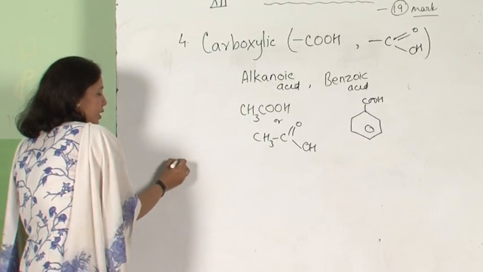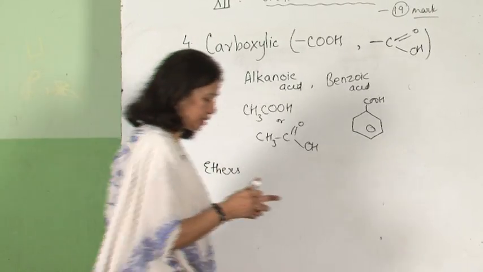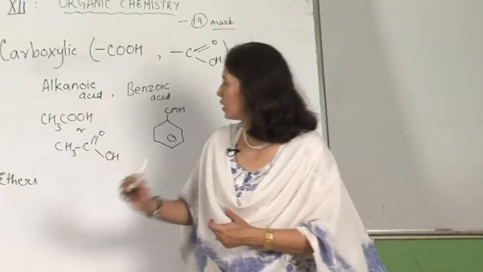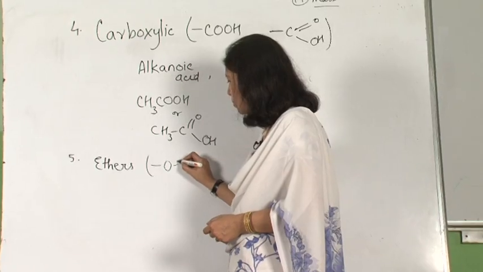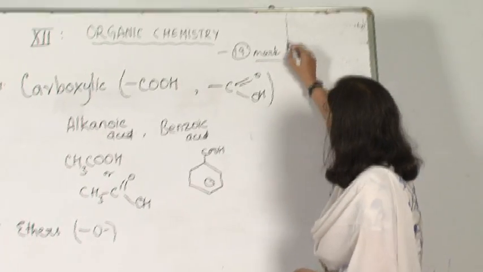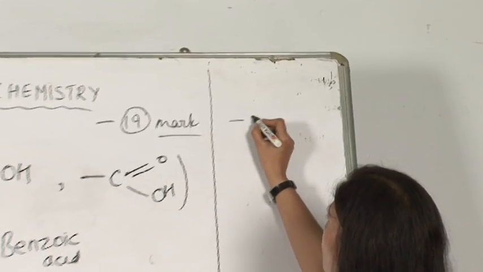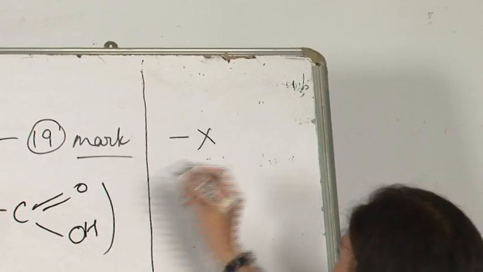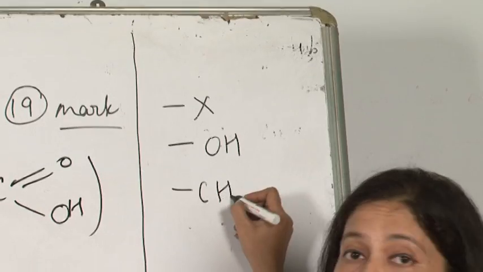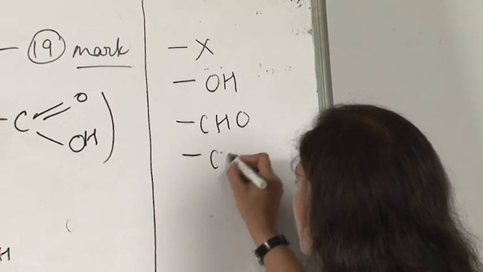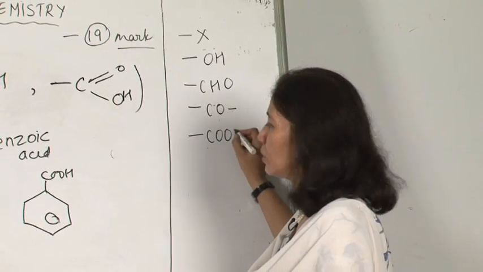Now next I am going to ethers. Ethers you would not have studied in class 11th. Ethers I am telling you now as a different functional group. I am writing it like this, single bond O single bond. Till now, whatever functional groups we have studied, I will just write here. I am putting single bond dash, this is for the halogen, single bond OH, this is for the alcohols, single bond CHO, this is for the aldehydes, single bond CO single bond, this is for the ketone, single bond COOH, this is for the carboxylic group.